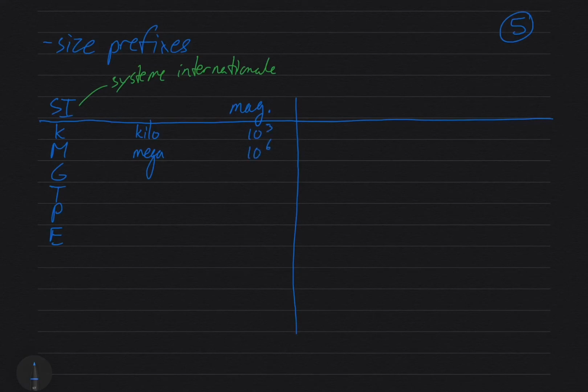Kilo is lowercase because an uppercase K stands for Kelvin, so the uppercase K was already taken. That's why it's a lowercase, whereas the others are uppercase. G is giga, so you probably have memory that's sized in gigabytes. You probably have a hard drive in a personal computer that's sized in terabytes now, so that's 10 to the 12. Peta is 10 to the 15, and exa is 10 to the 18.